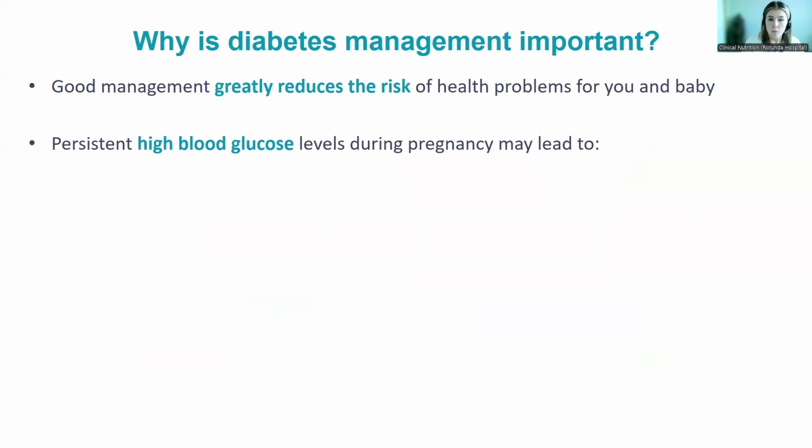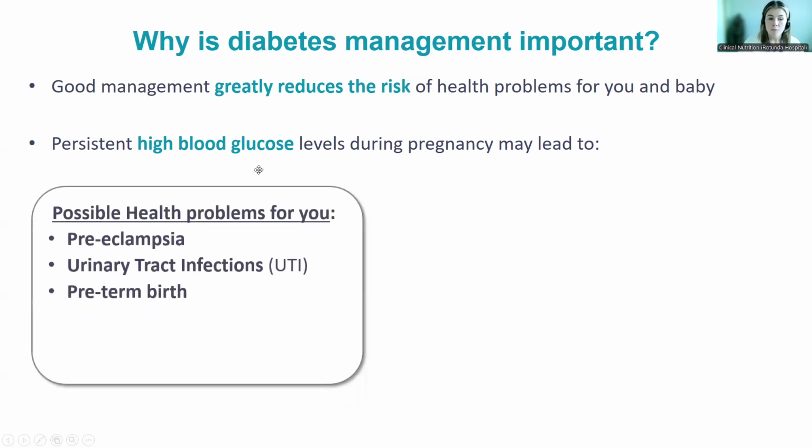So you might be wondering, why is it important to manage my gestational diabetes? What the evidence shows is that good management of your gestational diabetes greatly reduces the risk of health problems for you and for your baby. However, persistently high blood glucose levels during pregnancy may lead to potential harm for mum and potential harm for baby. The potential harm for mum could be things like preeclampsia, a serious condition in pregnancy with high blood pressure and protein in your urine, or urinary tract infections or early birth of baby.